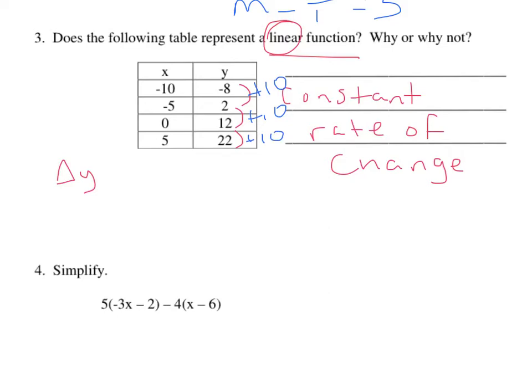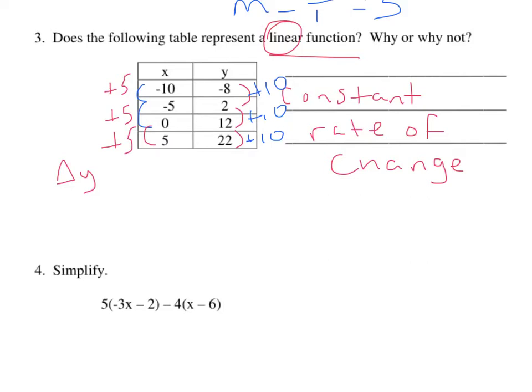And now we're going to look at the change in our x's. So to go from -10 to -5, that's plus 5. To go from -5 to 0, that's also plus 5. And to go from 0 to 5, that's also plus 5.